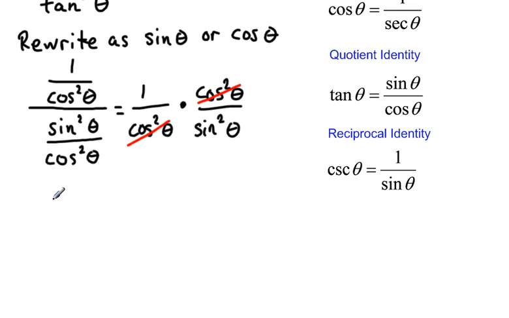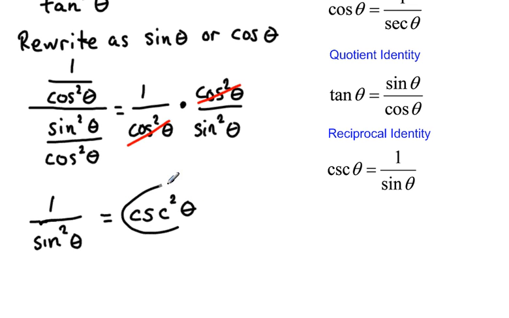What we are left with is 1 over sine squared theta. And we know that we cannot leave this as a reciprocal, so we're going to simplify. We know that the reciprocal of sine is cosecant, so our final answer becomes cosecant squared theta.